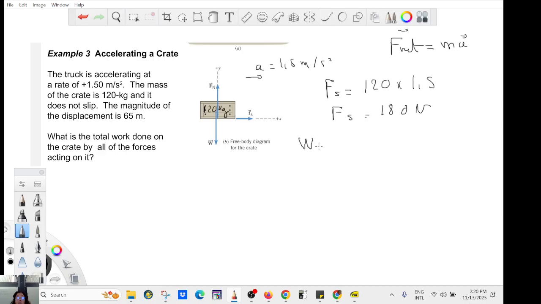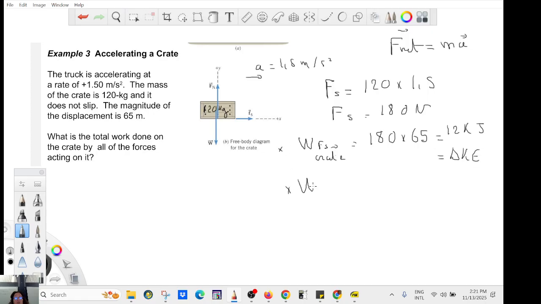Okay, so the work done by that force on the crate just equals force times displacement. So it's just 180 times 65. Do you agree? It's just force times displacement. So that will be 12,000 joules. That will go to the change in kinetic energy.